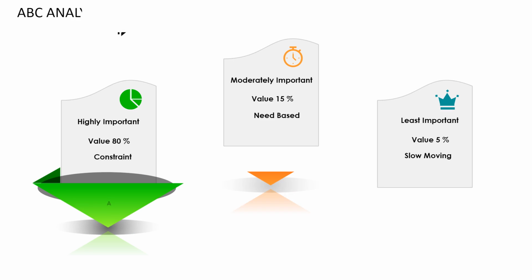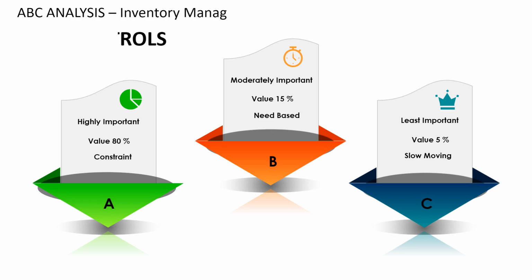A class products make up 80% of the annual inventory value of your items, likely made up of just 20% of your items. B class products make up 15% of the annual inventory value of your items, likely made up of 30% of your items. C class products make up 5% of the annual inventory value of your items, likely made up of 50% of your items.